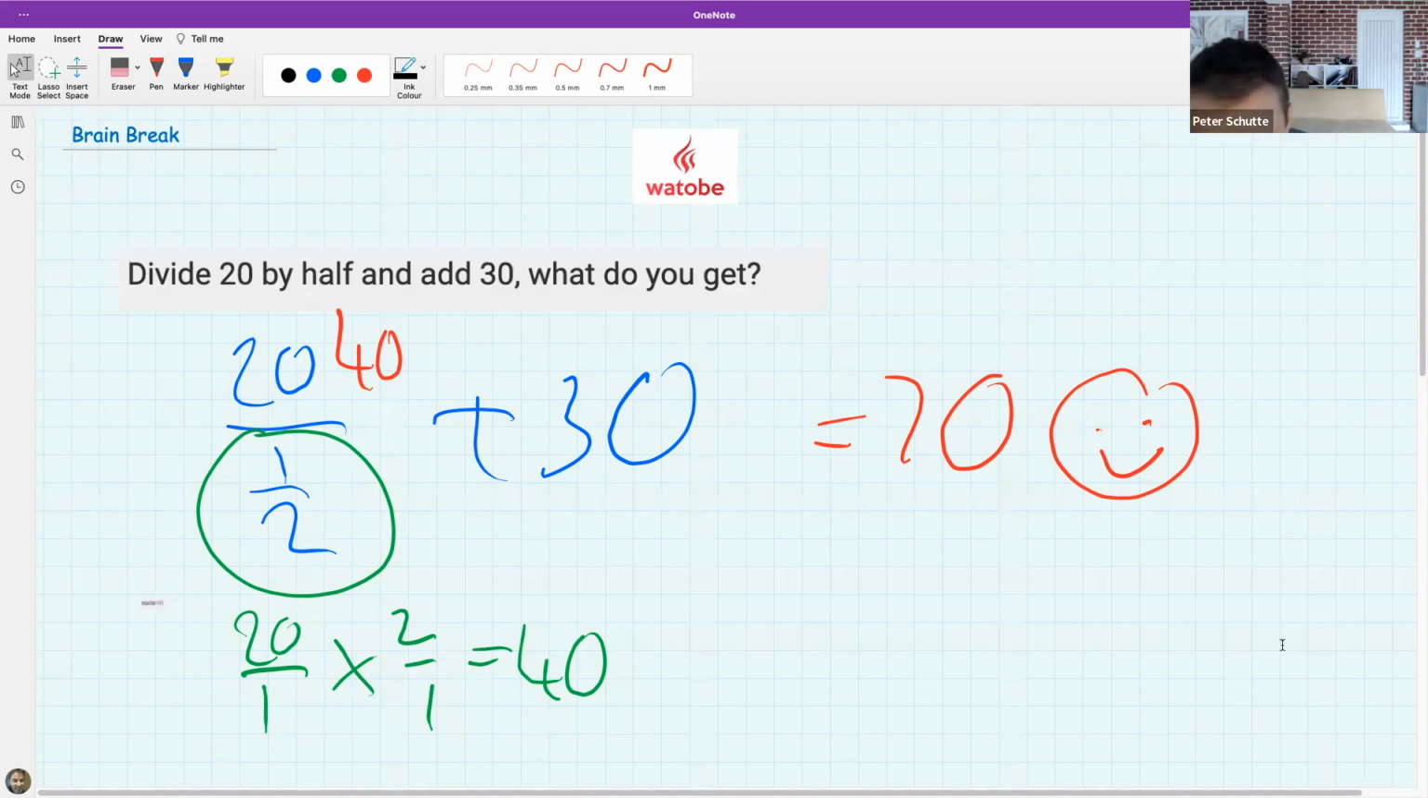Okay, so watch out for those dividing by a fraction. That has caught many a student in the past. Yeah. Awesome.